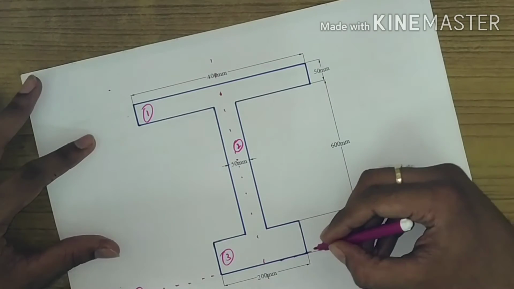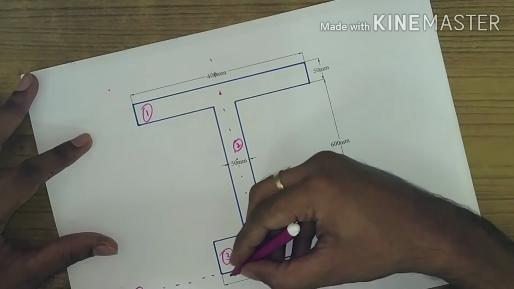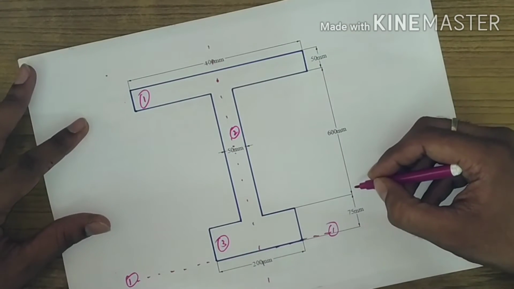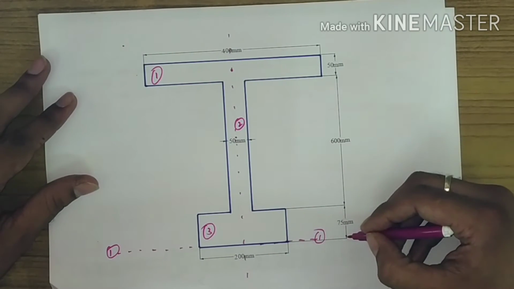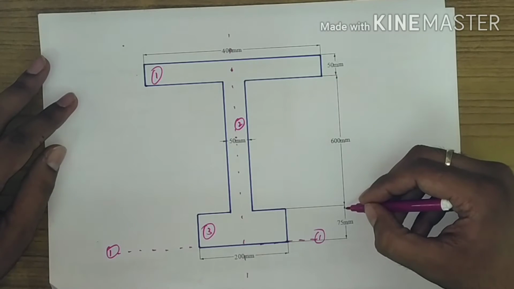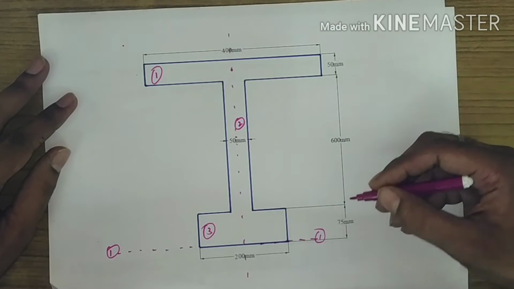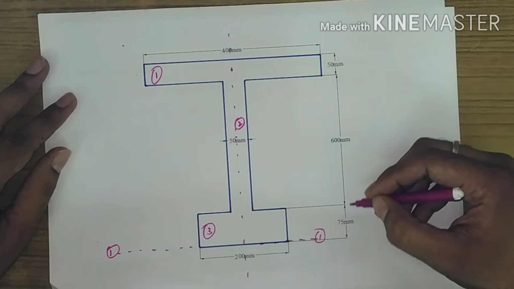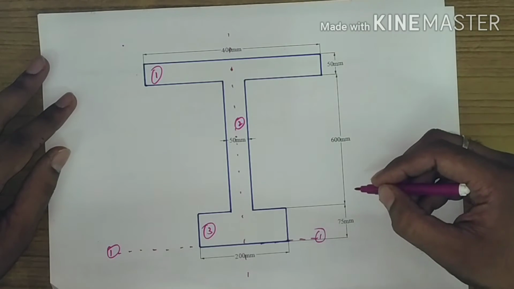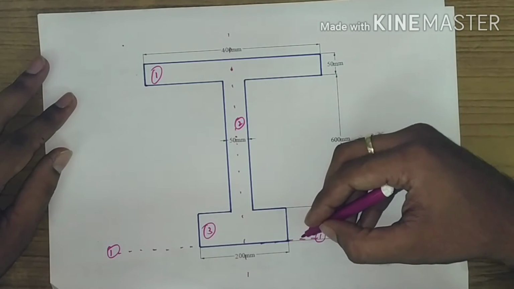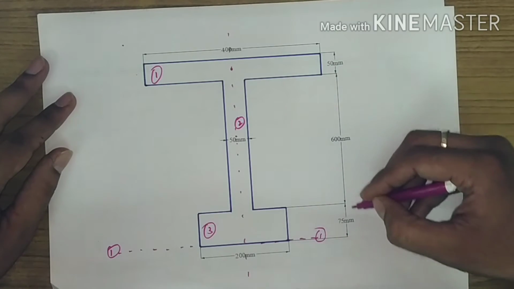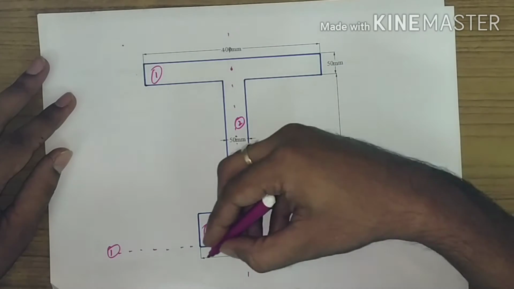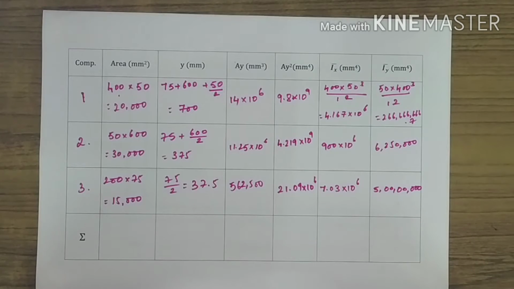Similarly for the third component, again the area will be 200 into 75, and if you want y, it will be directly 75 by 2, and again we have to calculate A y square. When it comes to I x bar, it will be 200 into 75 cube by 12 and I y bar will be 75 into 200 cube by 12.